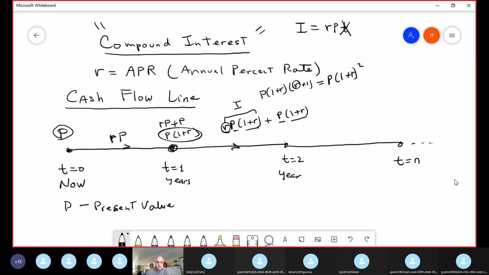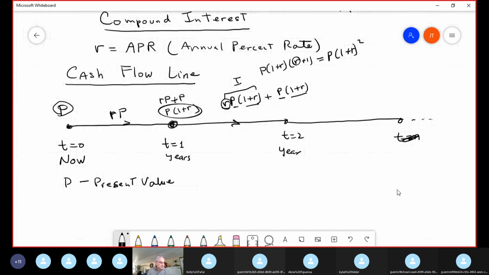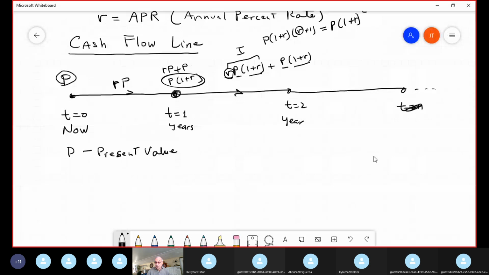In general, for T, the formula is: future value. Capital A is the future value, the money you have in the future. The future value is equal to the present value times (1 plus R) raised to the T. And what is T? T represents the years.